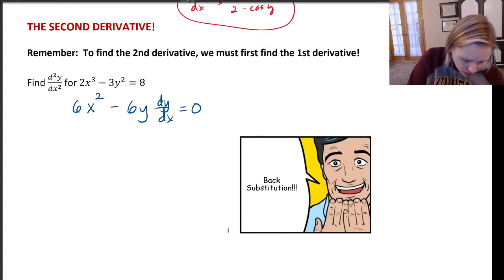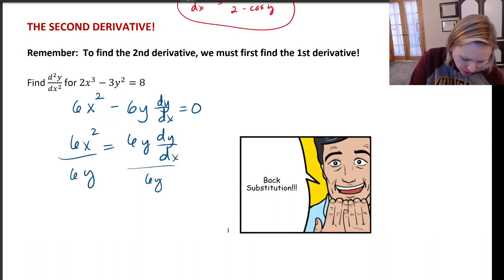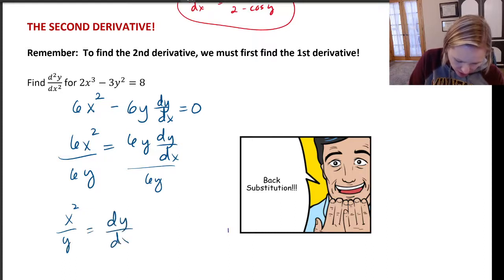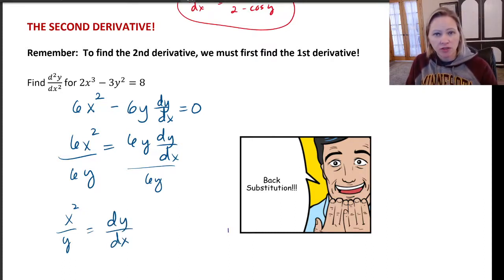So now here we go. 6x squared. I'm going to add 6y dy/dx over, and then I'm going to divide by 6y. So x squared over y equals dy/dx. So now there's my first derivative. Now I'm ready to find my second derivative.